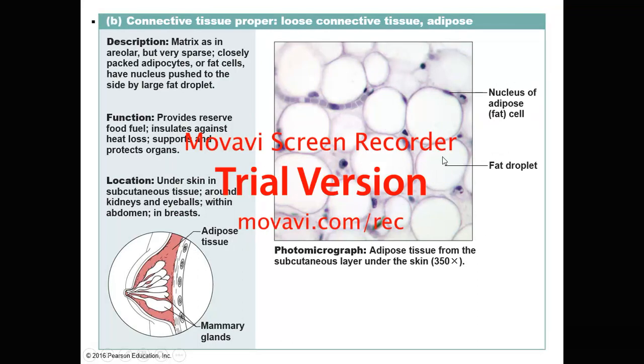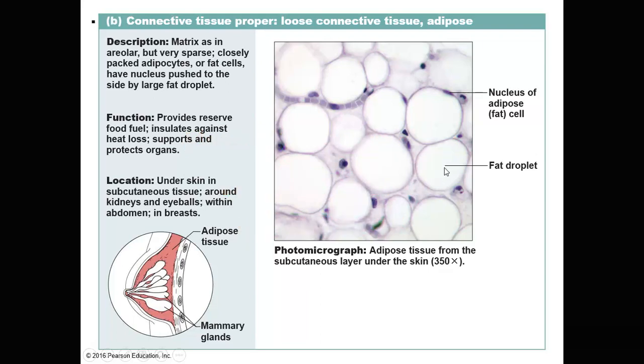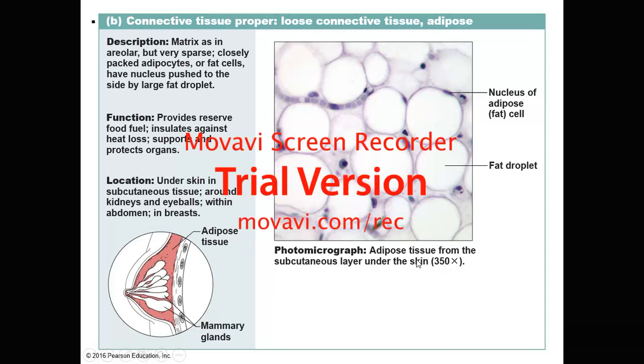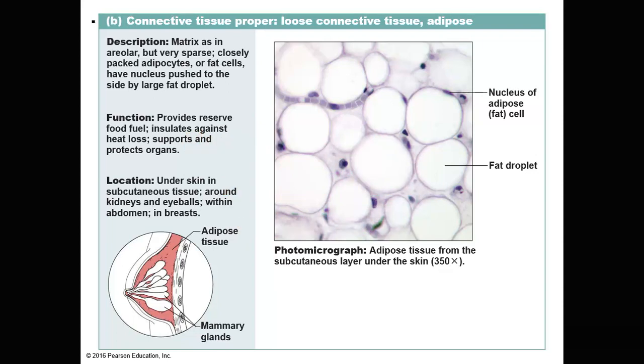All right, so again, you see these fat droplets. Okay, like I said, fat slides are easy to identify. You see these big fat droplets. Okay, then you have the nucleus of the adipose cells, the fat cells. All right, so matrix is areolar, but very sparse. Closely packaged adipocytes or fat cells have nucleus pushed to the side by the large fat droplet.